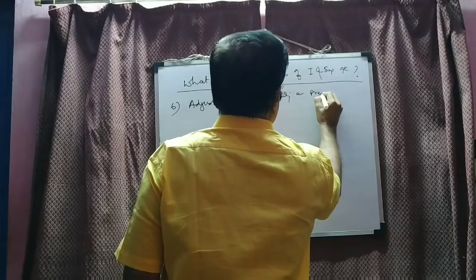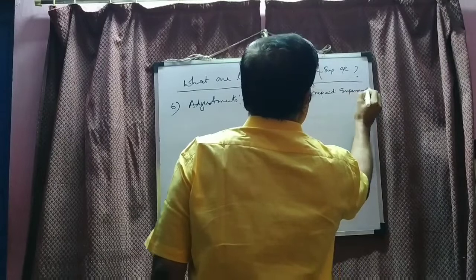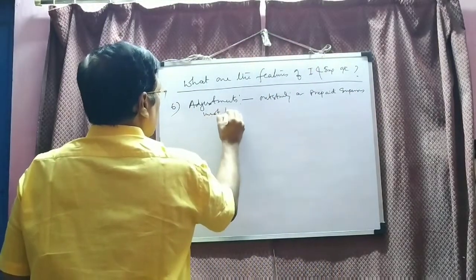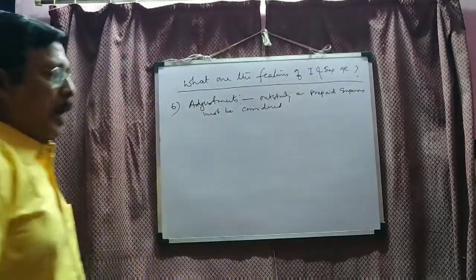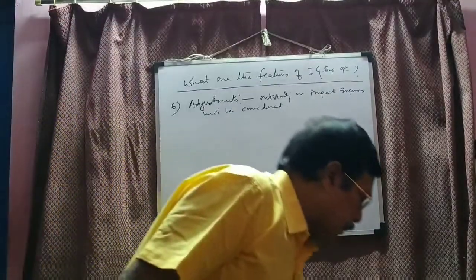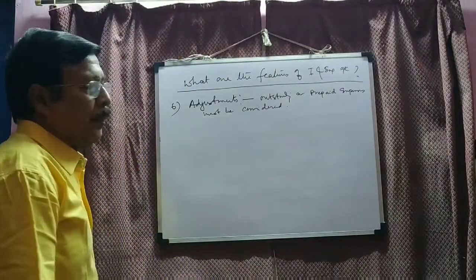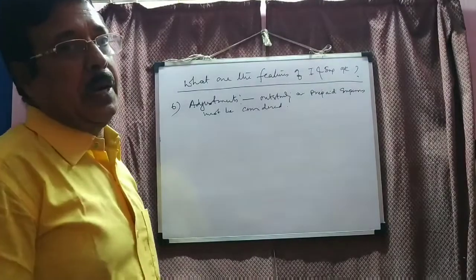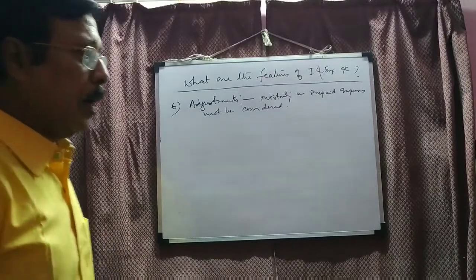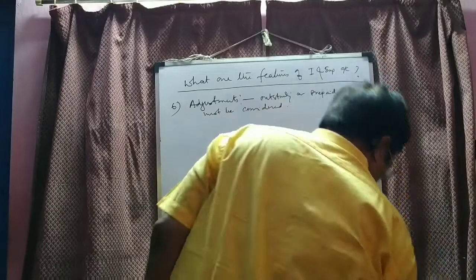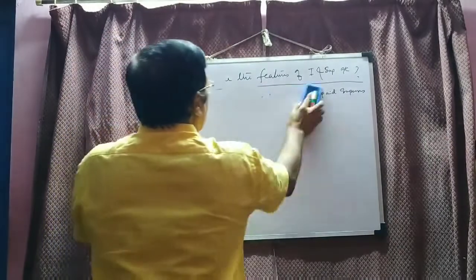Outstanding or prepaid expense must be considered. Since it is based on accrual basis, these two types, outstanding or prepaid expenses, losses must be considered here. So all the other features of income and expenditure account. Now I will draw the format of income and expenditure account.